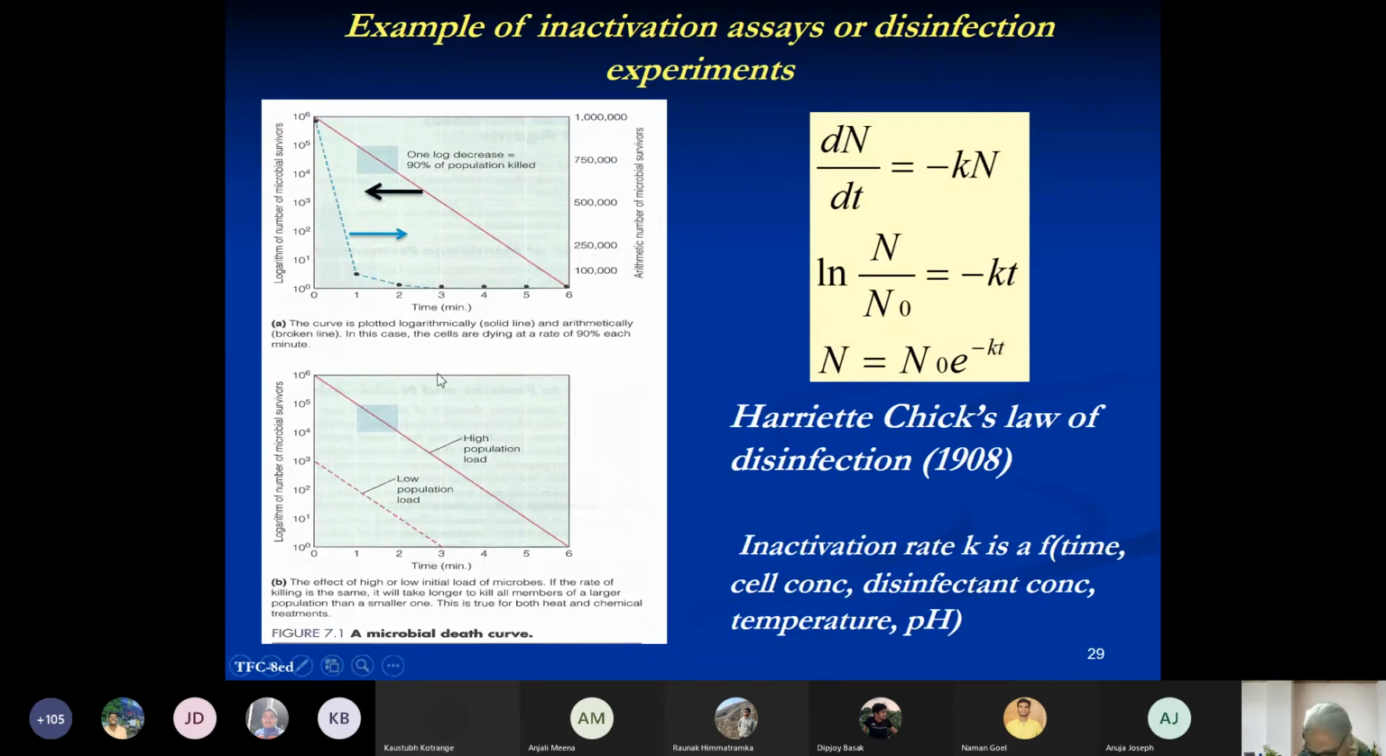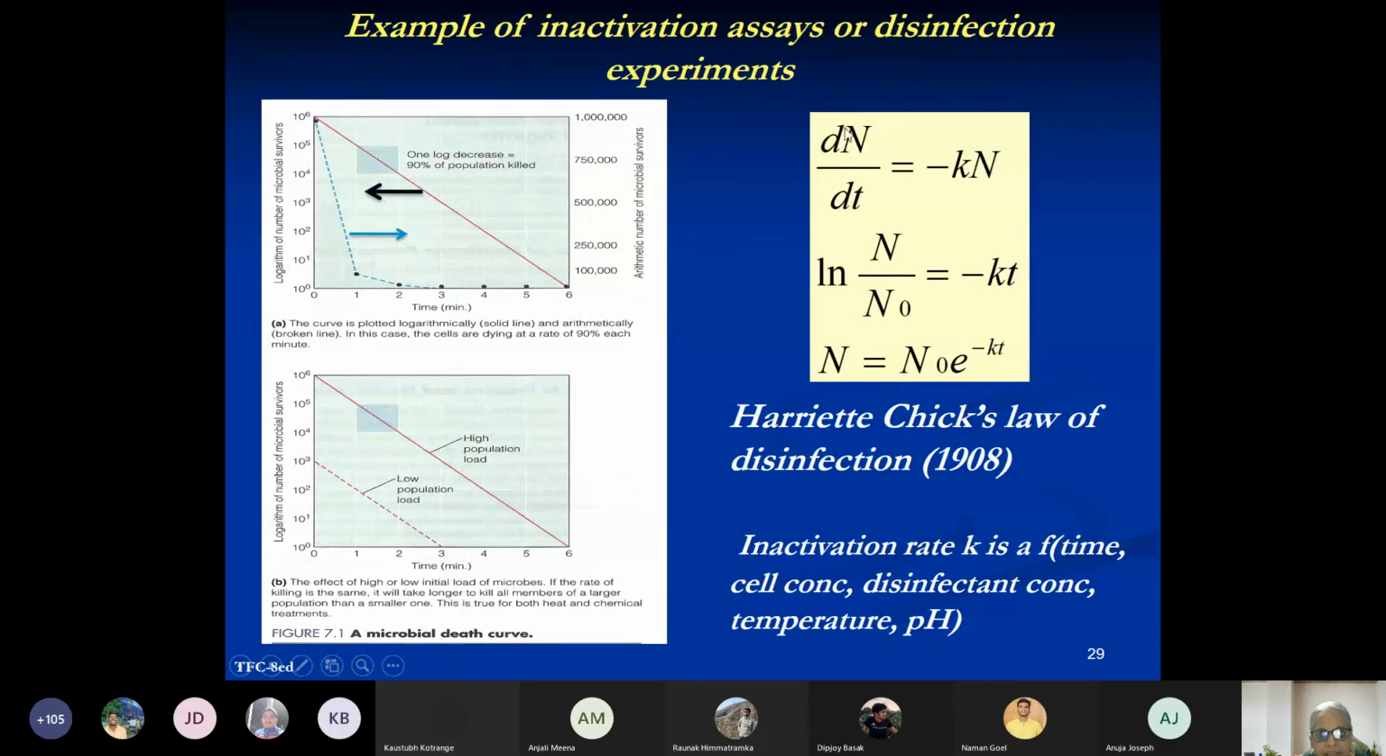You have probably seen disinfection kinetics. The simplest law is what is called the Chick-Watson law. The first one is from 1908. It's called the Chick-Watson law. I'll come to the Watson part of it in a second, but the first one is Chick's law of disinfection.